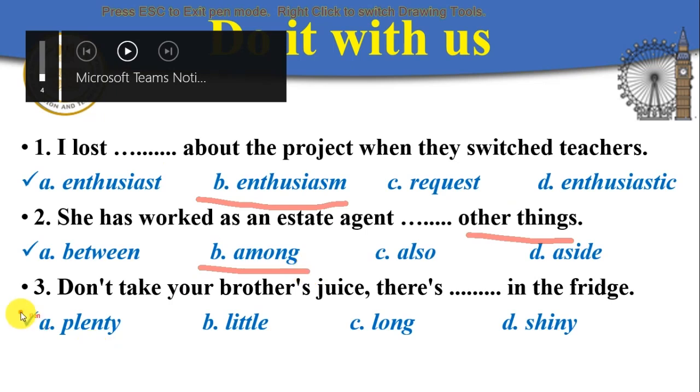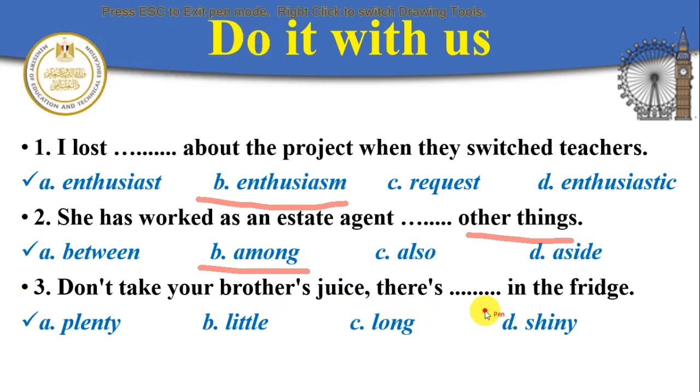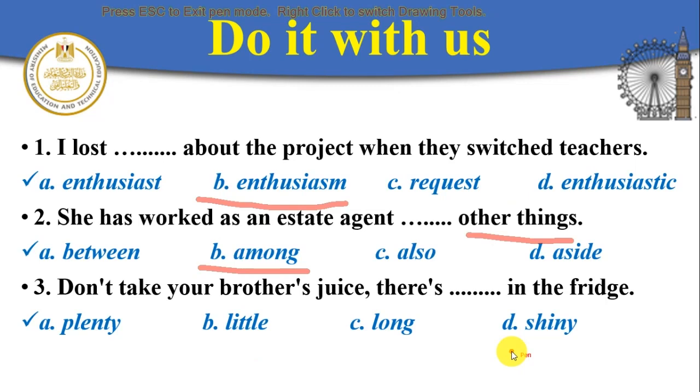Number three: don't take your brother's juice. There is plenty of space in the fridge. Okay, Mom said that. Plenty, little, long, shine. Yes, Salma, it's among. We have Nada. Yes, welcome. We are at number three. Oh, yes, we have Jihan, the first one. We have A, plenty. Well done, Jihan. And someone else, yes, we have Nurhan also, plenty. Well done.